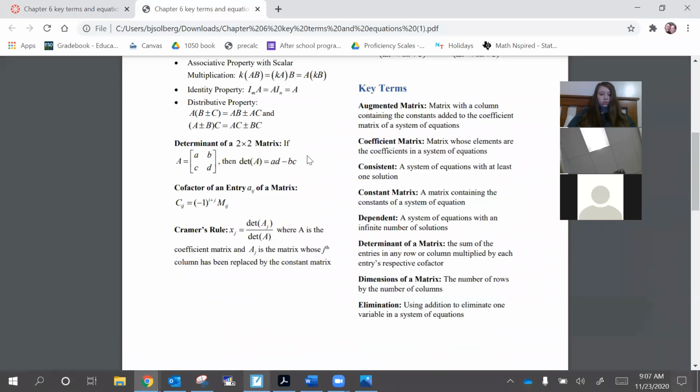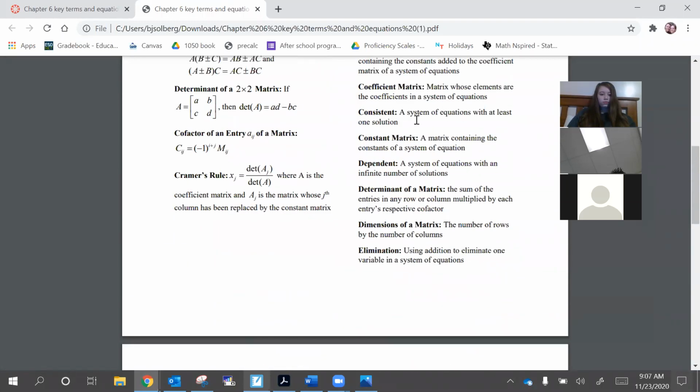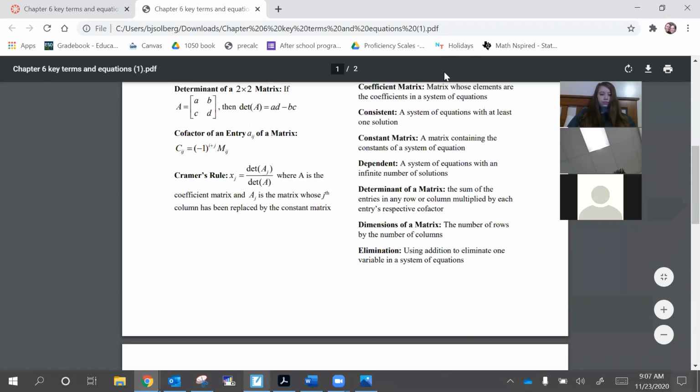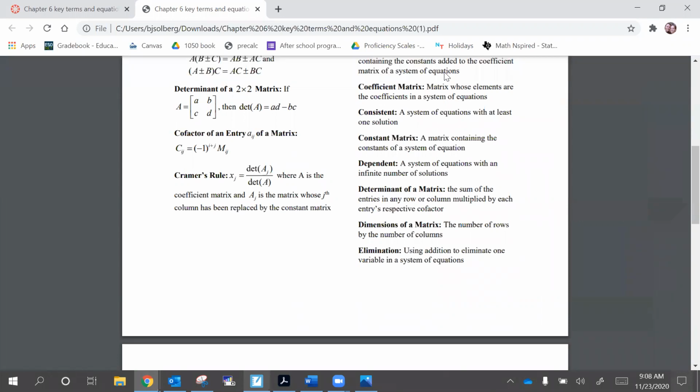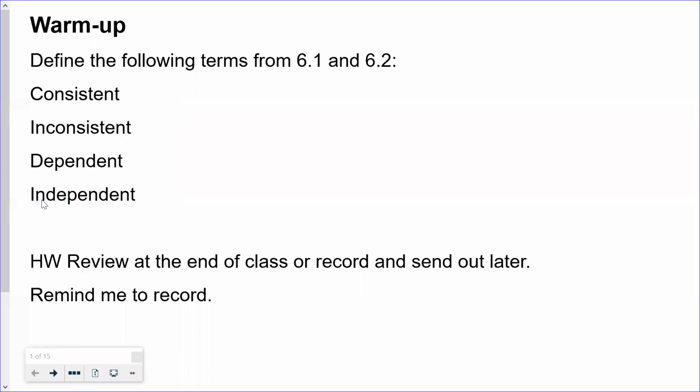So the first word, and the first one we saw, was consistent versus inconsistent. And I think, was that you, Spencer? You said inconsistent meant there was no solution. Well, consistent means that there's at least one solution. All right, so that helps us with the first 2, okay? So if we're solving a system of equations and it has at least one solution, it's called consistent. System has at least one solution.